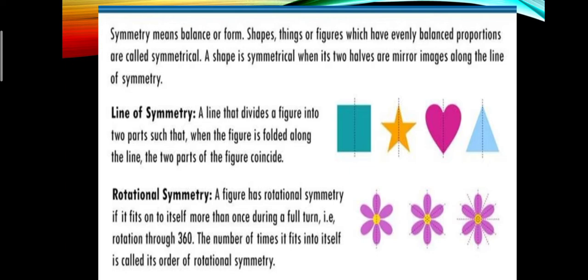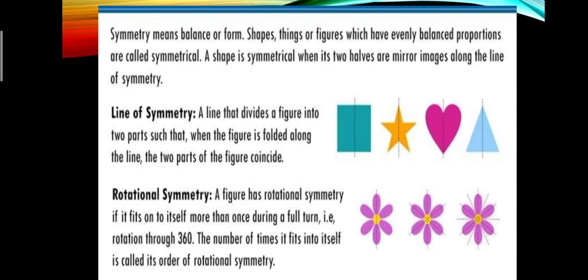So here is the line of symmetry's definition. A line that divides a figure into two parts such that when the figure is folded along the line, the two parts of the figure coincide. And what is rotational symmetry then?